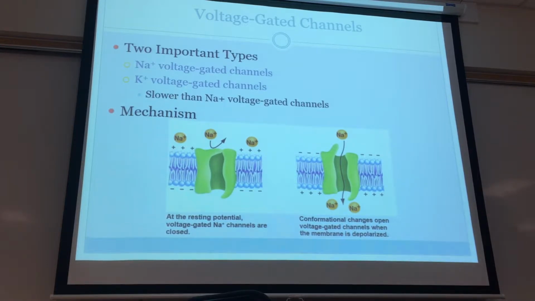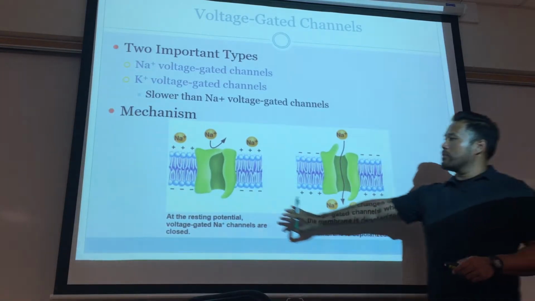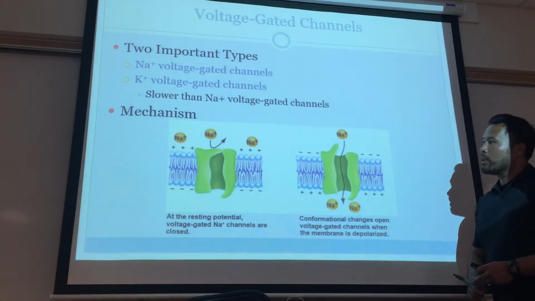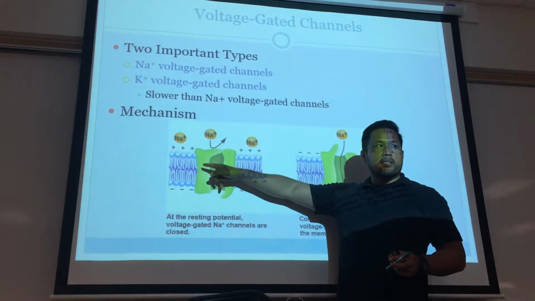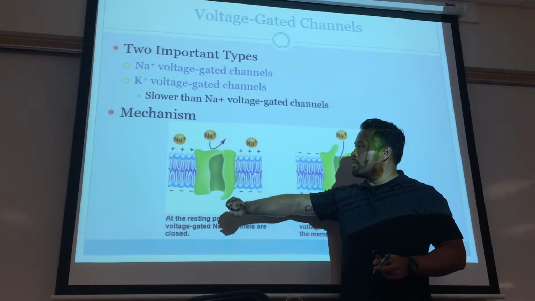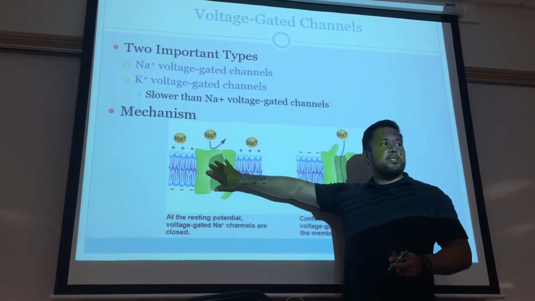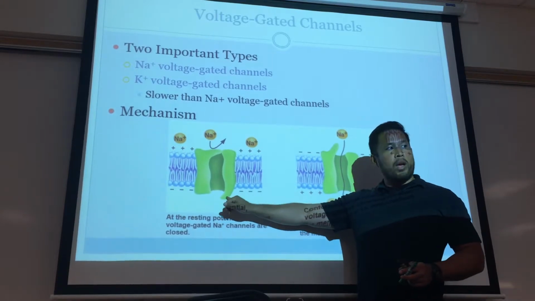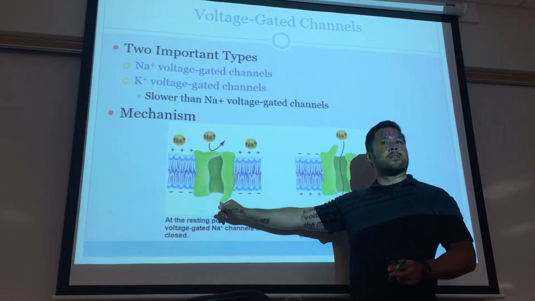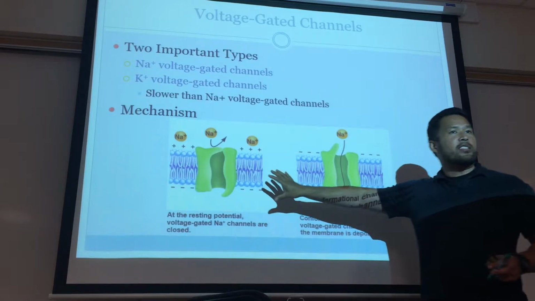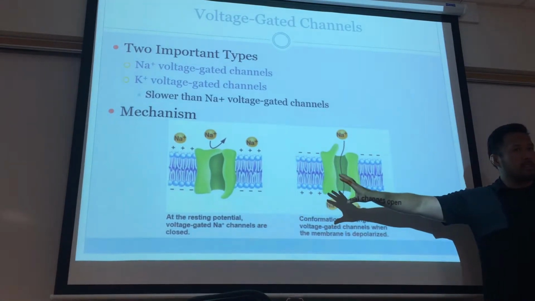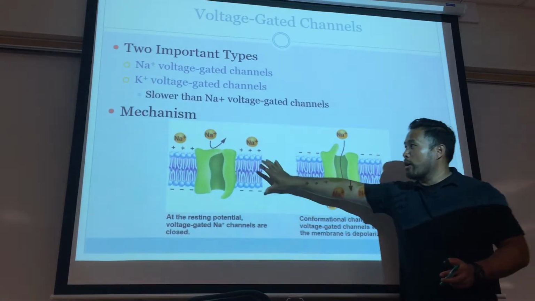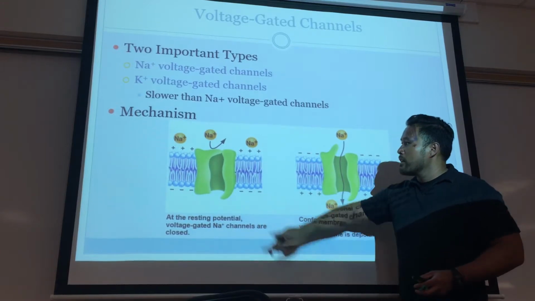Looking at the mechanism, here we're looking at our sodium voltage-gated channel. When our cell is at rest, our gate is closed. We've got an activation gate that's closed over here, and less importantly, we have an inactivation gate that's open over here. But at rest, what millivolts are we at? Negative 70. So therefore, it's closed at negative 70.